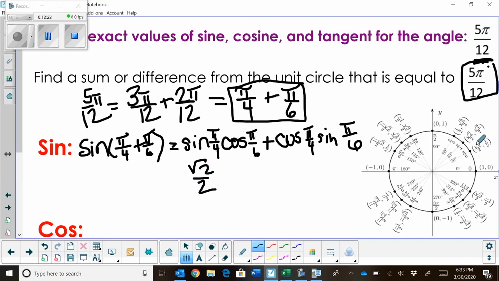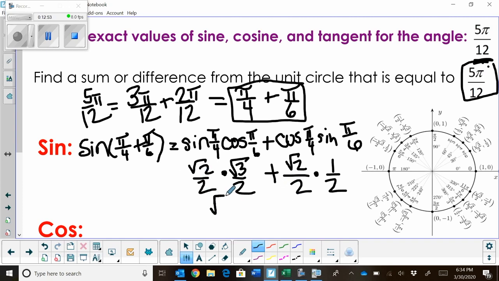Cosine of pi over 6 is square root of 3 over 2. So the first portion of this is the product of those two values. Plus, well, the sine of pi over 4 is the same as the cosine of pi over 4, which is just root 2 over 2. And then the sine of pi over 6 is a half. And we're going to find that product. So what is that? Once we multiply and add, what do we get?